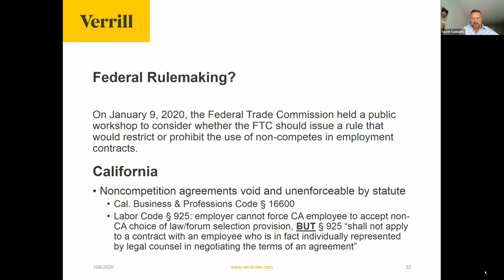And interestingly, the law has an exception for employees represented by counsel in negotiating the terms of an agreement. And I've had situations firsthand where a large national employer required an attorney to review their employees' non-competes because part of their enforcement practice was to take advantage of this exception under California law that would allow choice of law, choice of jurisdiction outside of California.